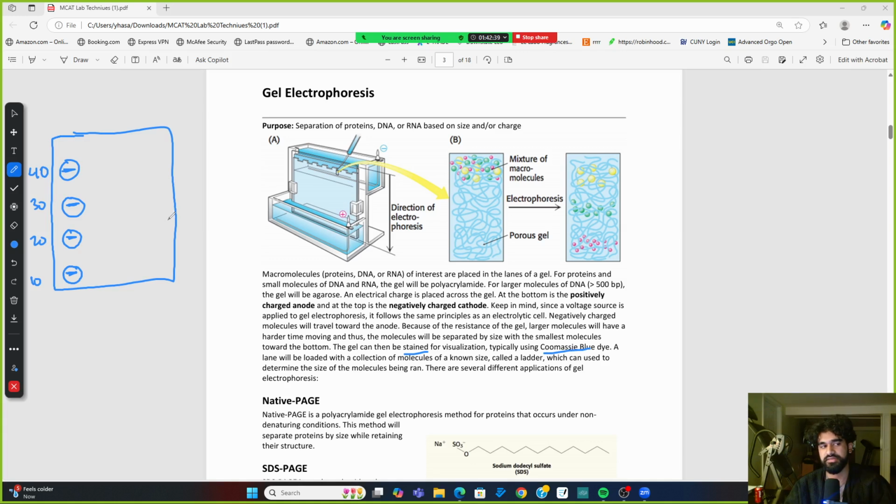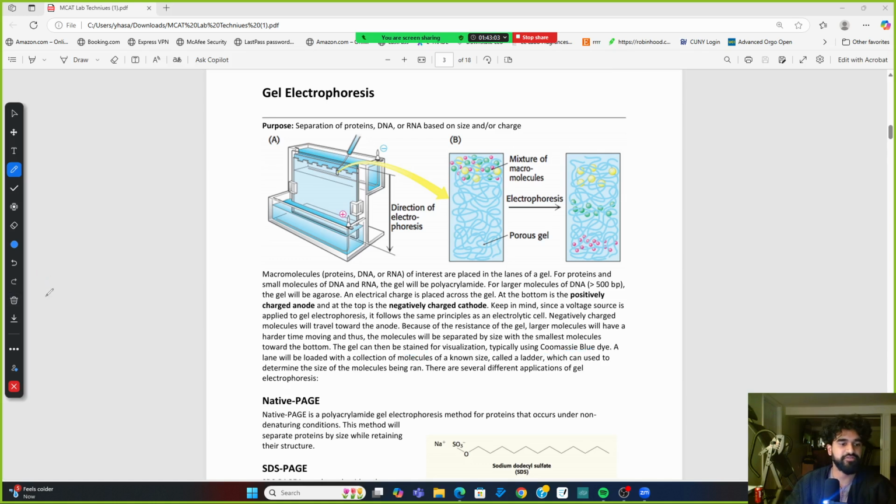Does that make sense? So if you have lane A and lane B, and lane A has something here and something here, and lane B has something here and something here, you can easily figure out the weight of these molecules using the ladder. Does that make sense? Very good.